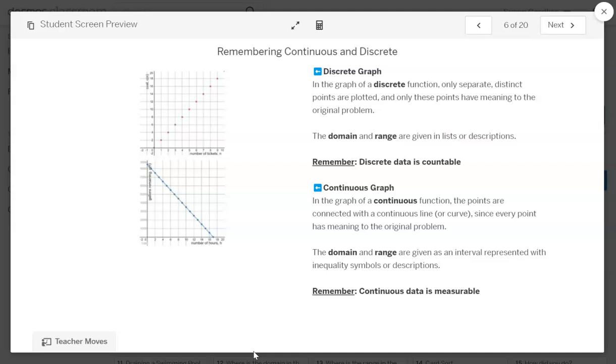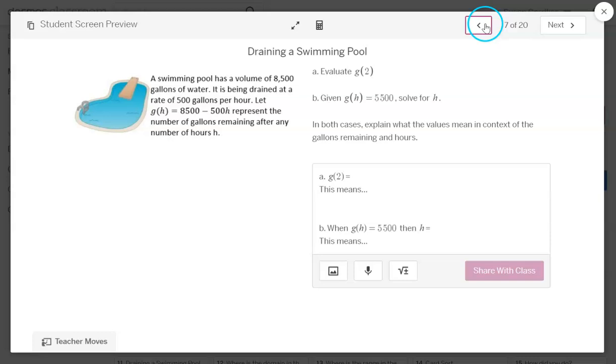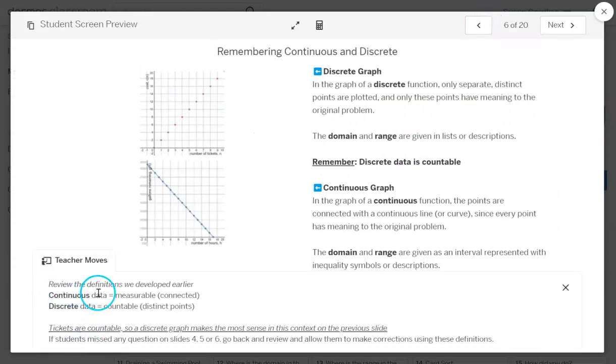So if they didn't catch it before slide 6, then on slide 6 you're telling them directly, oh yeah, remember discrete data is when we count things, distinct points, not connected. And then the continuous graph are when we measure things. And so you can remind them of the activity they just did, I think two lessons back. And then they can go back. So on here I suggested review these measurable, countable, and that's when they need to go back to slides 4, 5, and 6 and just make sure they have it.